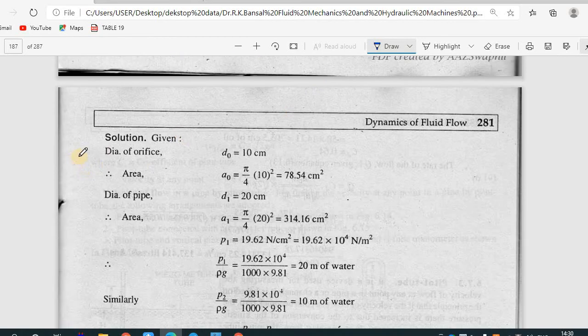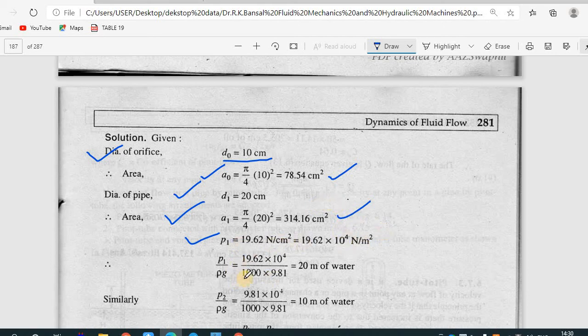Okay, so we'll first write the given parameters. The diameter of the orifice is given, so D0 is 10 centimeter. From here A0 can be calculated, which is 78.54 centimeter square. D1 is also given, 20 centimeters. From here we can calculate the A1 value, which is pi by 4 D square, and A1 is coming out to be 314.16 centimeter square. The pressure at the first section is 19.62 Newton per centimeter square. In order to convert it into meter square, it will be 10 to the power 4.